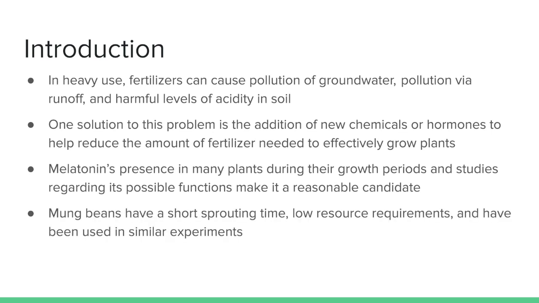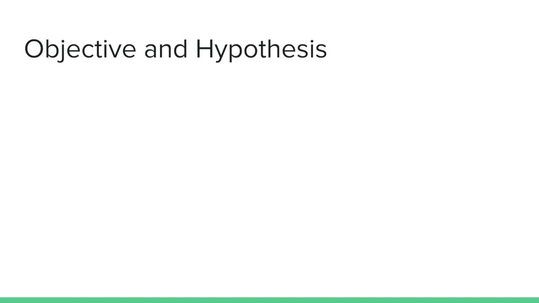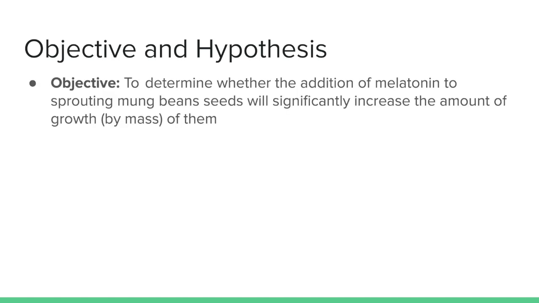Mung beans have a short sprouting time, low resource requirements, and have been used in similar experiments. The objective of this study was to determine whether the addition of melatonin to sprouting mung bean seeds will significantly increase the amount of growth by mass of them.